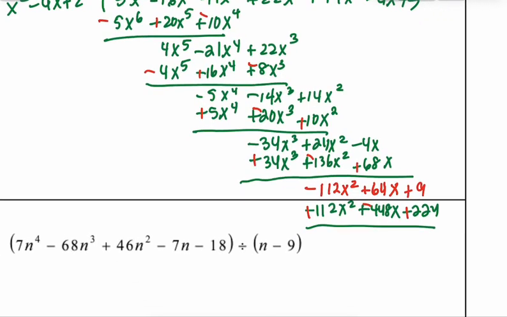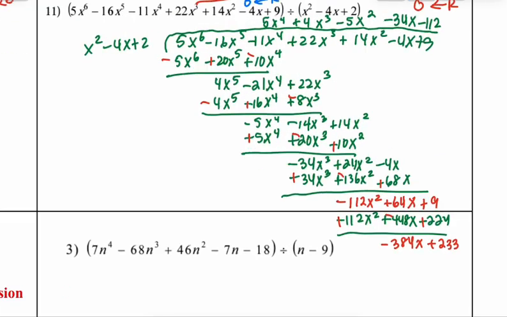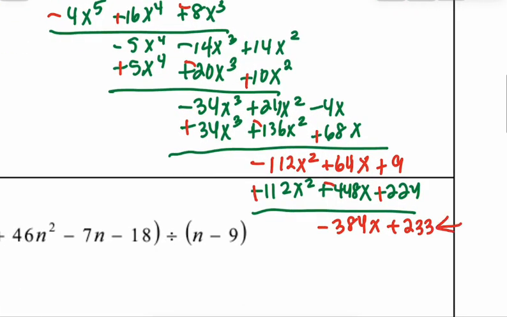Our 112x squareds go away. Negative 448 plus 64 is negative 384. 224 plus 9 is positive 233. That is our remainder. So for the very first time in our gross one, if I haven't made a mistake, we do have a remainder.